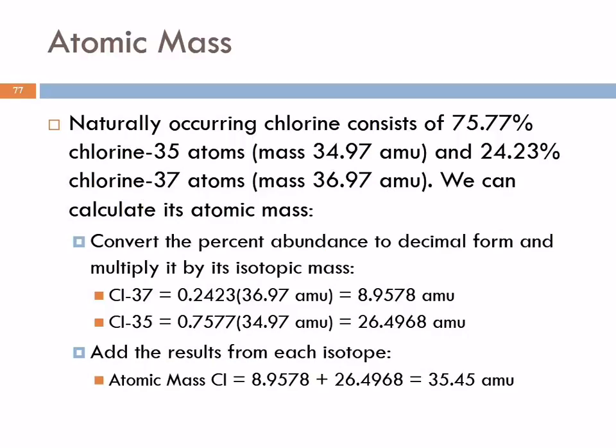It's not going to be exactly the same, though, and I cannot give you a quick explanation for why that is. It's going to be really close, though. And we know from experiment that 75.77% of the chlorine is chlorine-35, 24.23% is chlorine-37.